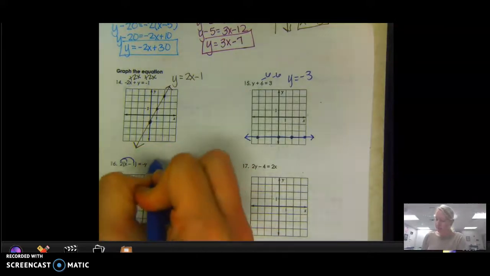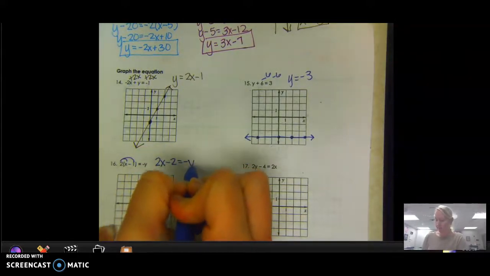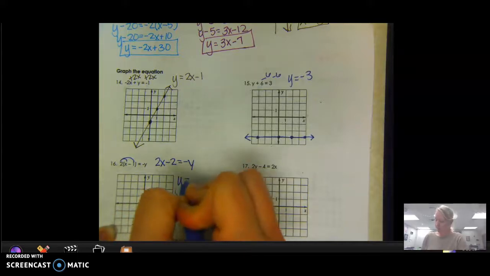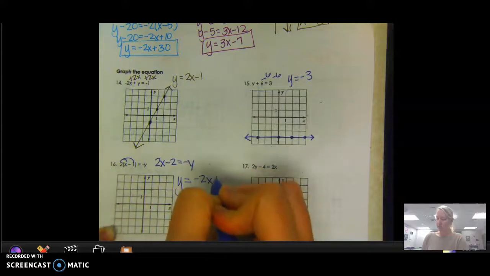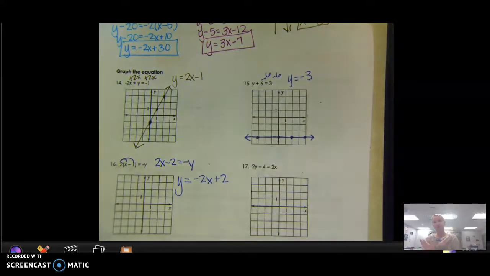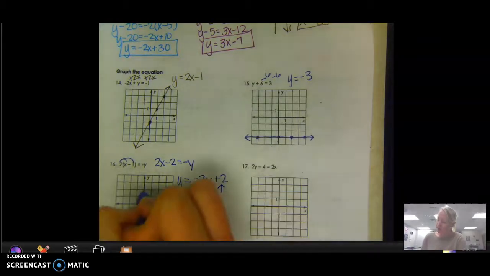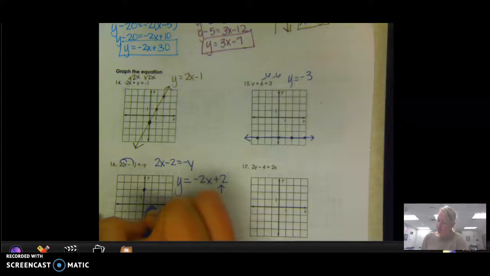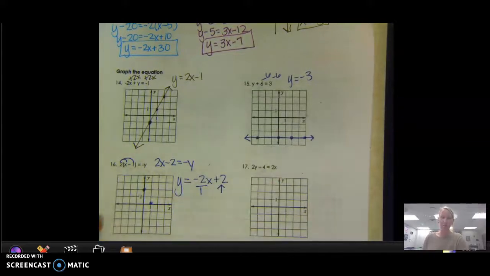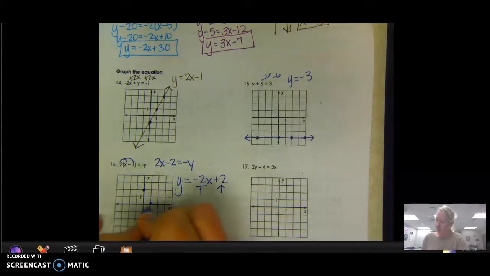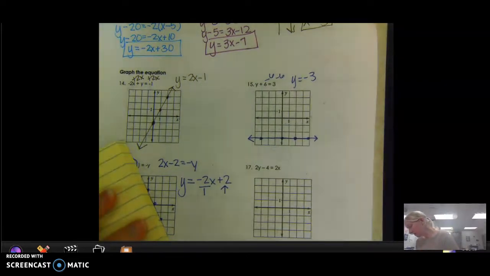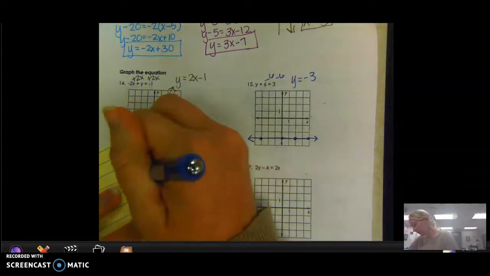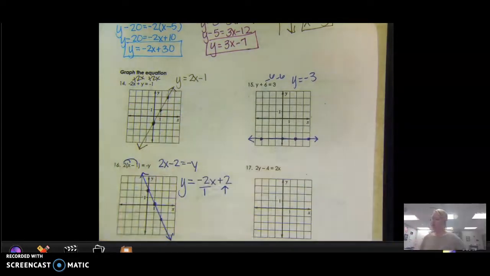16, you're going to distribute, so I get 2x minus 2 equals -y. I'm going to add y to this side, so it becomes positive. I'm going to subtract 2x to move it to the other side, so it's -2x. I'm going to add this 2 to get positive 2. So when you flip everything around, you're essentially just flipping its signs also. My y-intercept is right here at 2. My slope tells me to go down 2/1. Remember, slope is rise over run. So if you don't see that run number, it's always over 1. Down 2/1. I'm going to connect these points throughout the entire graph. And there we go.